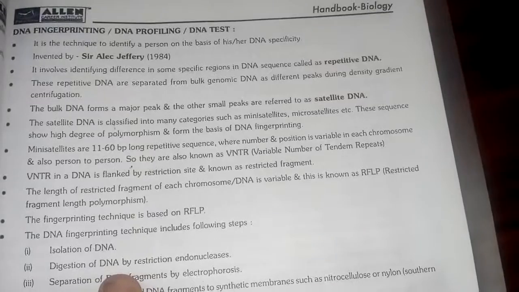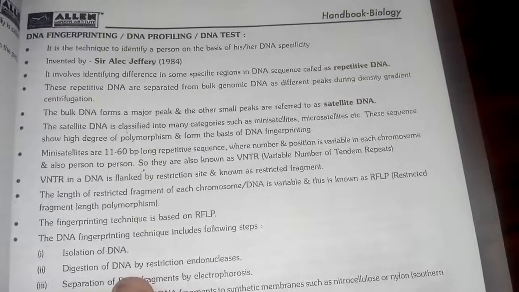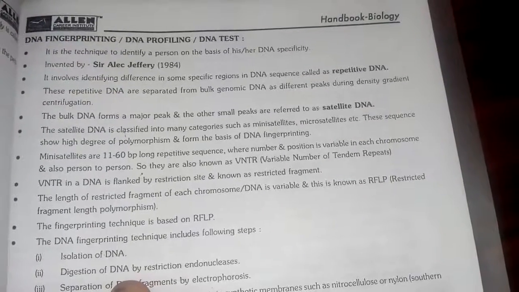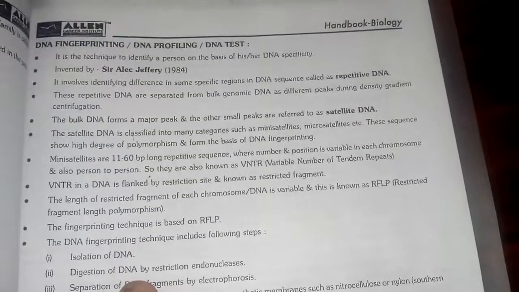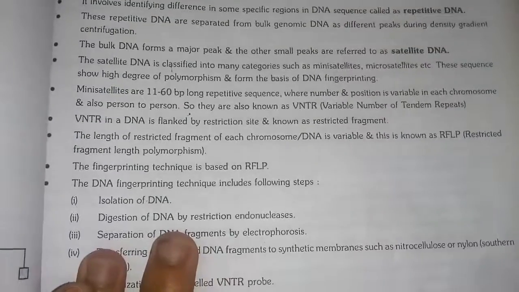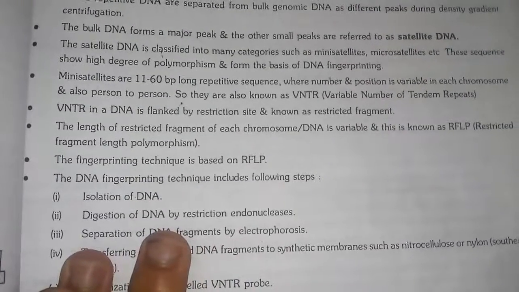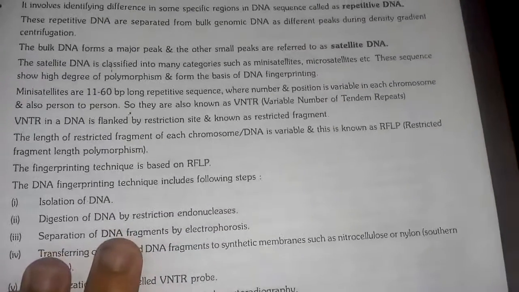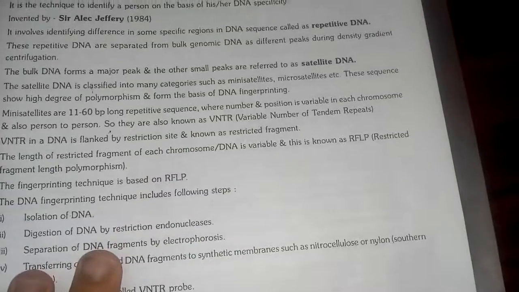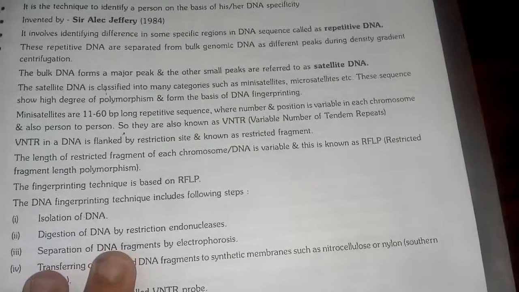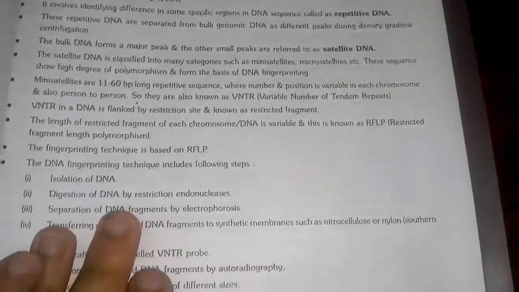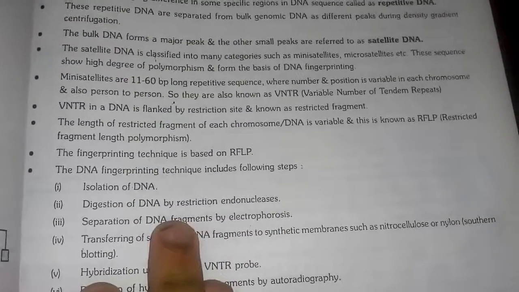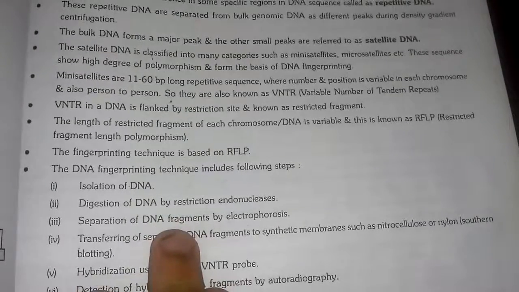VNTR in a DNA is flanked by restriction sites and is known as a restriction fragment. The length of the restriction fragment of each chromosomal DNA is variable and this is known as RFLP, restriction fragment length polymorphism. The fingerprinting technique is based on RFLP.